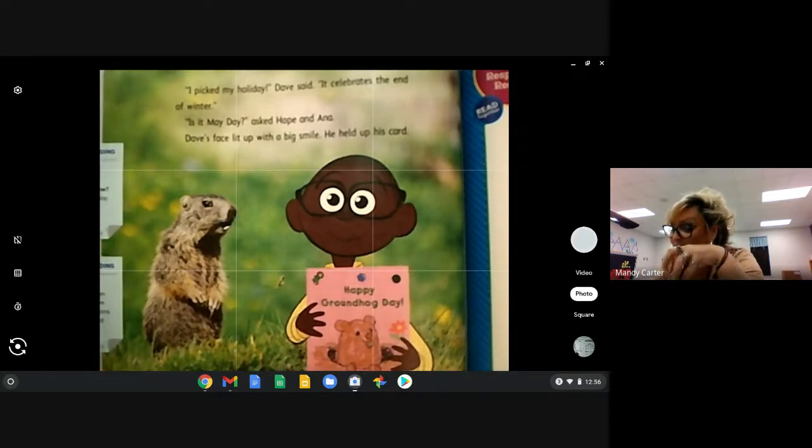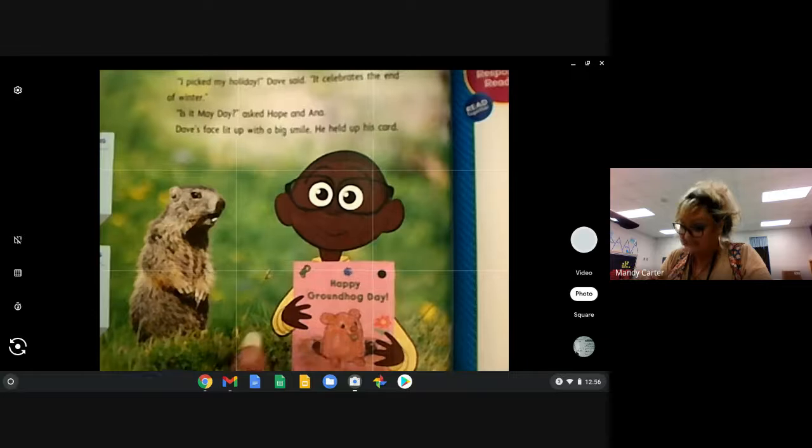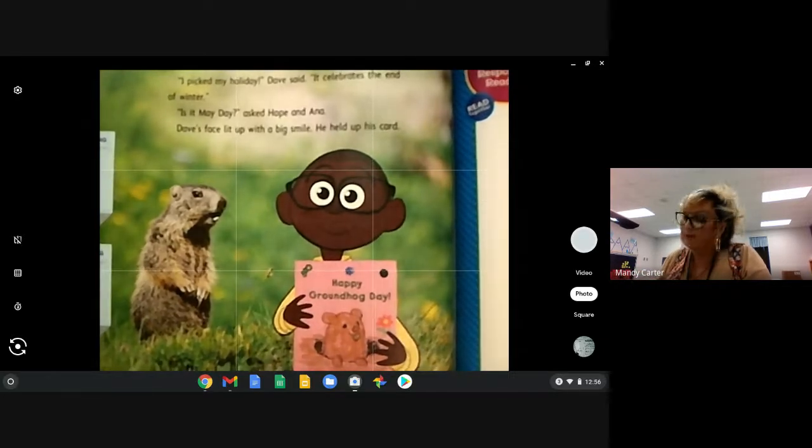So there you go. They solved his problem. They helped him, and he figured out what holiday he wanted to pick, and it's Groundhog Day. So we could go back and find text evidence on page 210 to find out how the problem was solved.